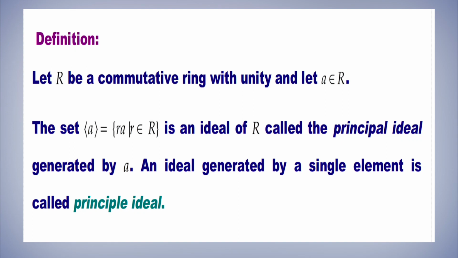Let us talk about one more domain, which is the principal ideal domain in this session. But before going there, we will have to know about principal ideal. So the definition of the principal ideal is, let R be a commutative ring with unity and let a belong to R. Then the set generated by a equals the set of all ra such that r belongs to R, is an ideal of R called the principal ideal generated by a. An ideal generated by a single element is called the principal ideal.